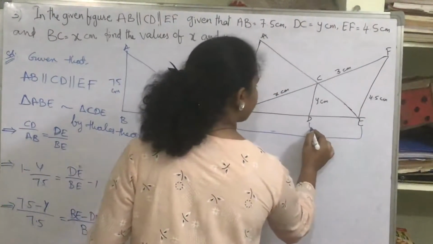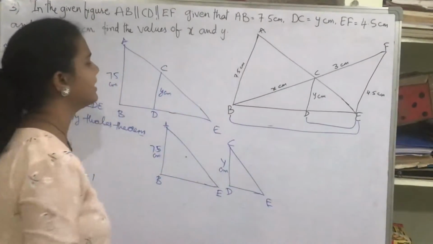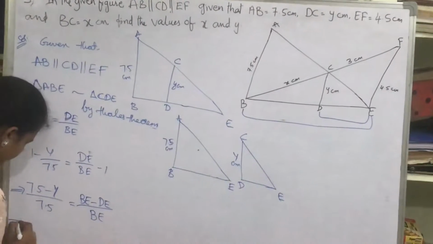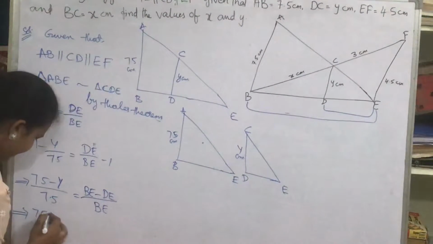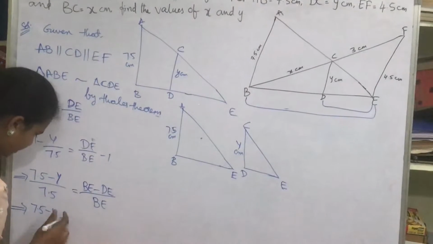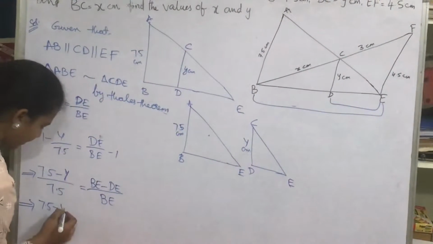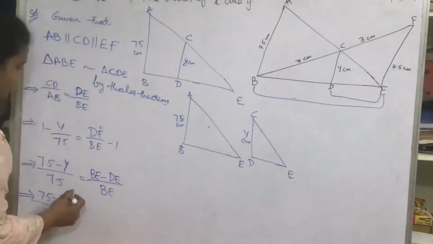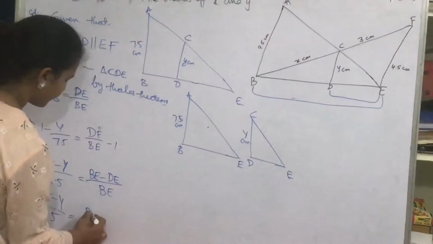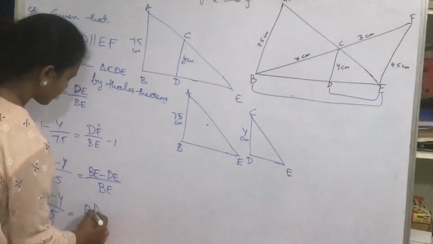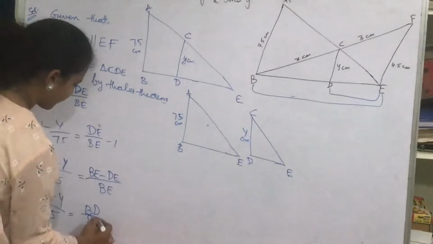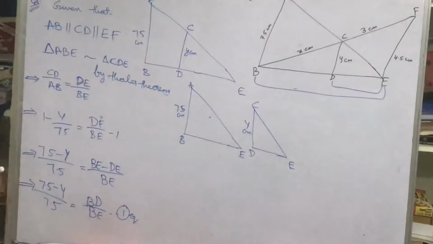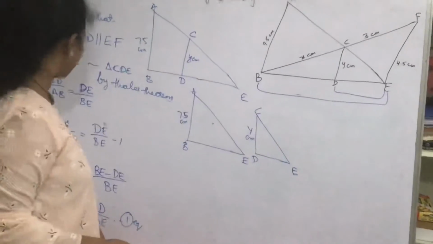So BE minus DE gives what? BD. So here let me write down like (7.5 minus 1 minus y)... 7.5 minus y by 7.5 equals BE minus DE, which gives BD, by BE. Let this be equation number 1, or first equation. So we got the first equation by triangle ABD.